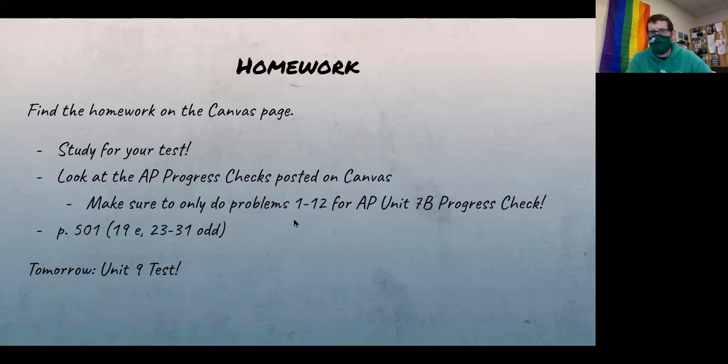And actually, here's what I might suggest if you're worried about the test tomorrow. Look at the progress checks. And if half of the problems are ones that you don't feel confident answering, just flag those. Come to class tomorrow, and we'll go through all of those problems in class. If you have homework problems from the textbook that you want to look through, we'll go through those as well.